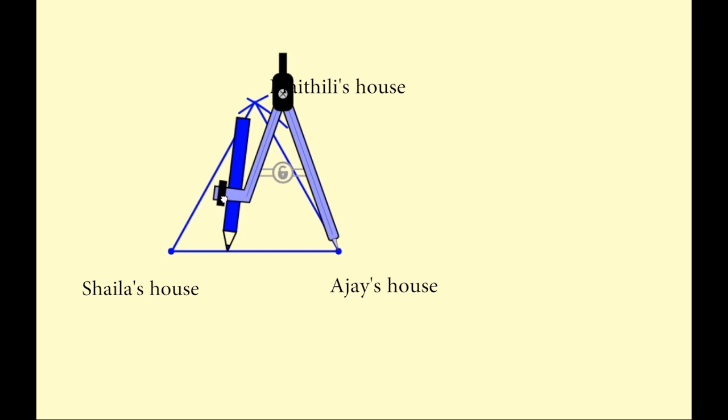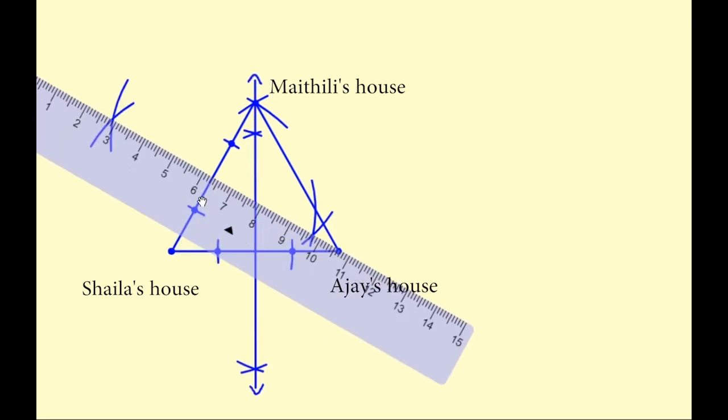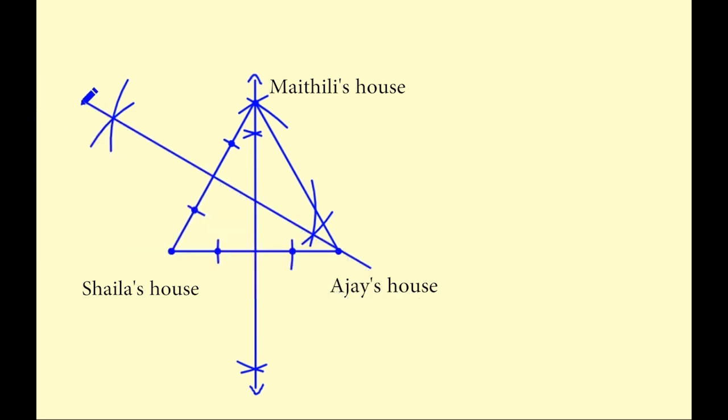To find the location of the toy shop which is equidistant from the houses, draw the perpendicular bisectors of the sides of the triangle. The point of concurrence of the perpendicular bisectors of the sides of the triangle is the location of the toy shop. As we can see, it is in the center.